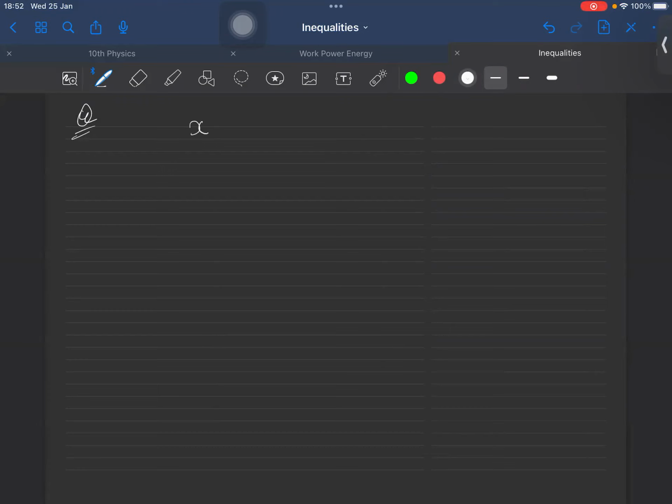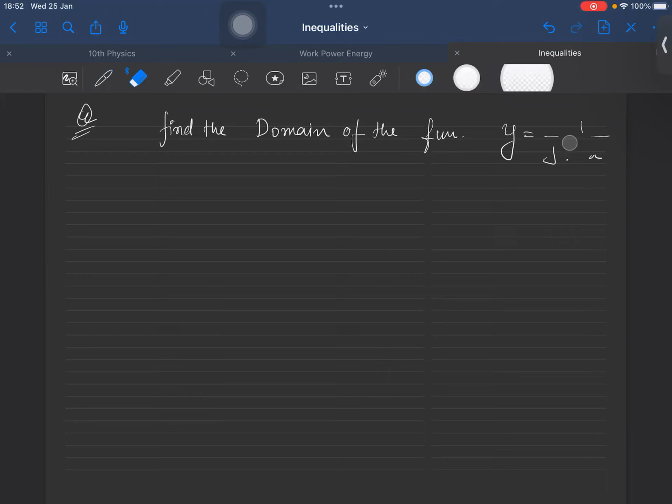Let's write it down. Find the domain of the function y is equal to 1 upon square root of 1 minus x. Find out the domain. Let's leave this problem. Just first write down the square root of 1 minus x.